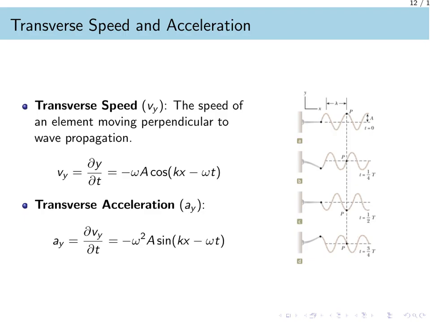This sequence of images shows how a wave propagates over time. At time 0, a crest is at point P. After 1/4 of a period, the crest has moved to the right, and the element at P has moved down to the equilibrium position. By half a period, the element at P is at a trough. The transverse speed represents how fast that specific element is moving up or down, which is found by taking the partial derivative of the wave function with respect to time.